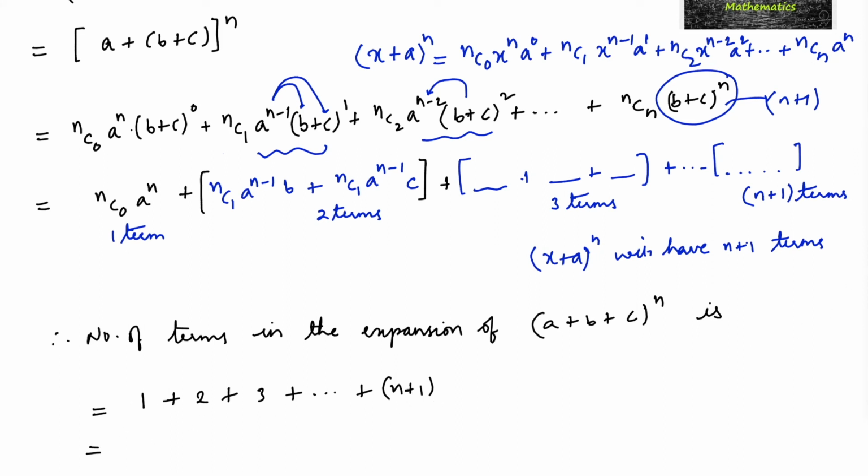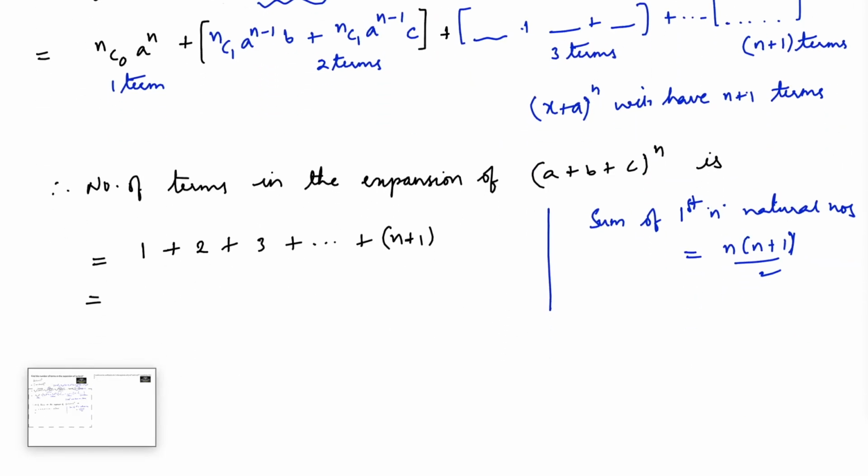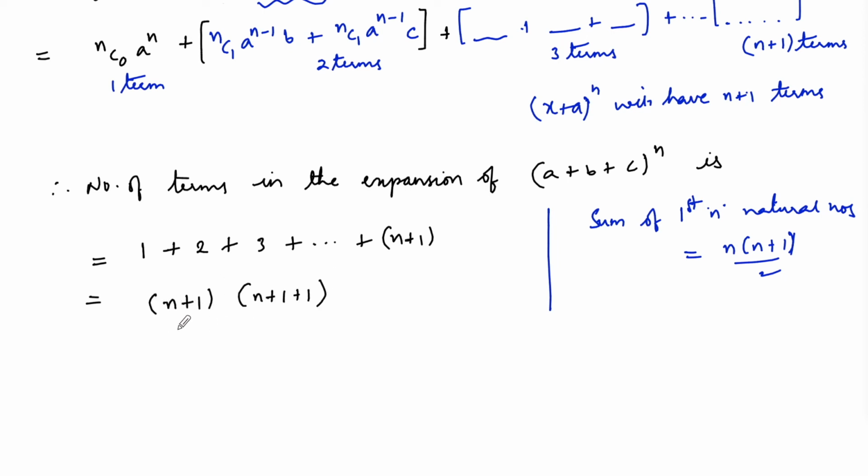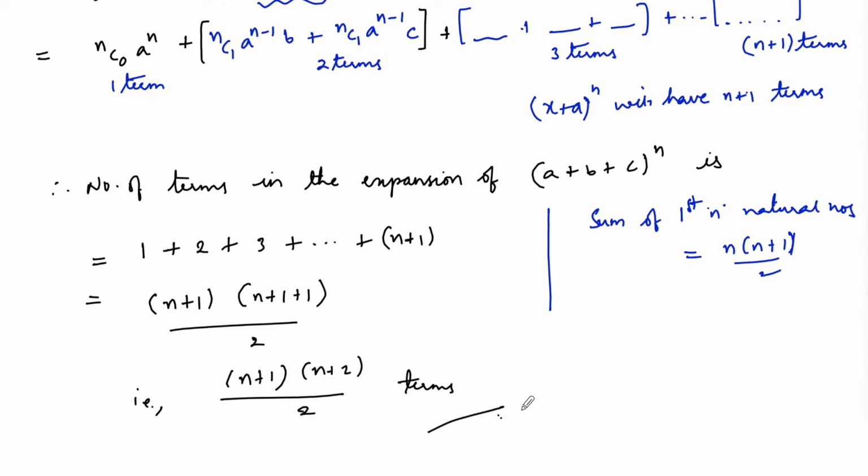So since we know that the sum of first n natural numbers is n(n + 1)/2, here the sum of the first n plus 1 natural numbers will be considered: (n + 1)(n + 1 + 1)/2, that is (n + 1)(n + 2)/2 terms. Okay.